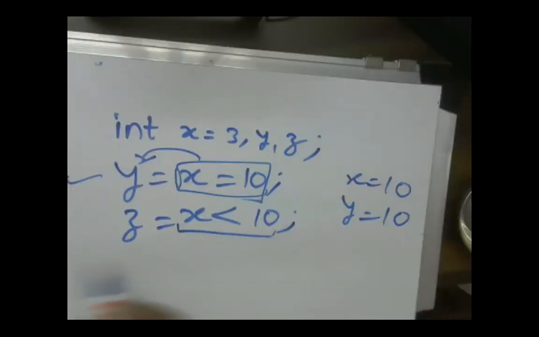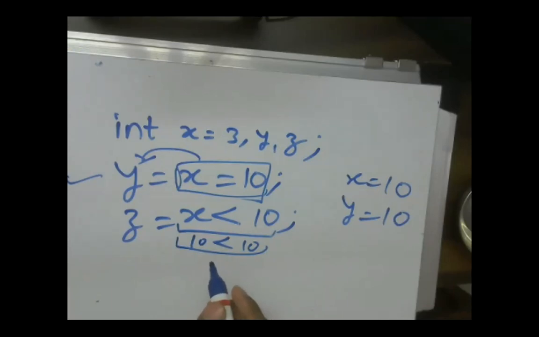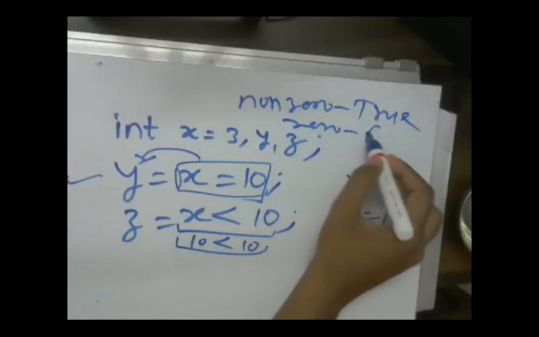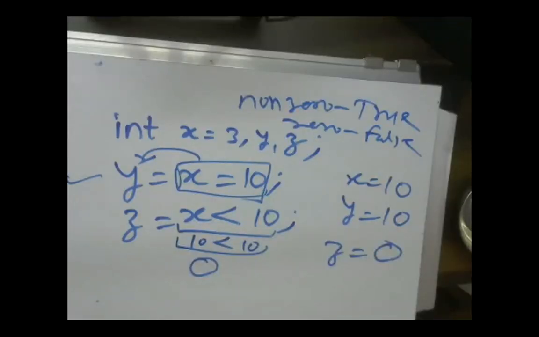Now this one gets executed: x less than 10. Now it is a condition. So the condition is 10 less than 10. The condition is false. So what is false in our C language? I already mentioned: any non-zero means true and 0 means false. So what is this? 0. So what is the Z value? Z is 0. Got it? Yes. So in this way, you have to solve it.